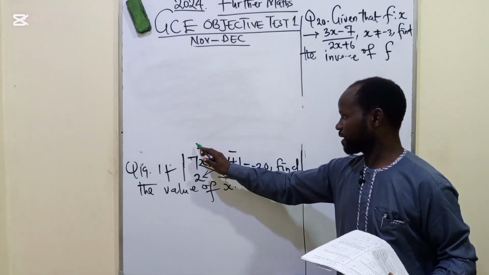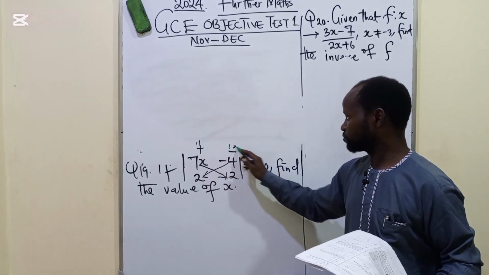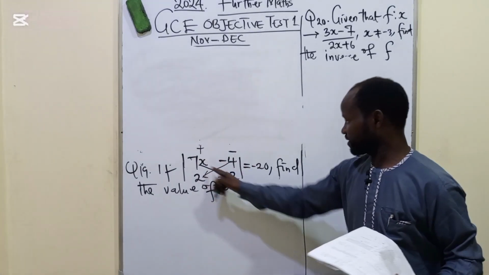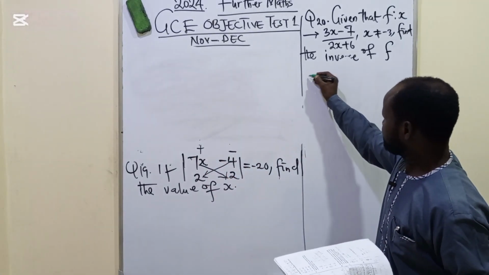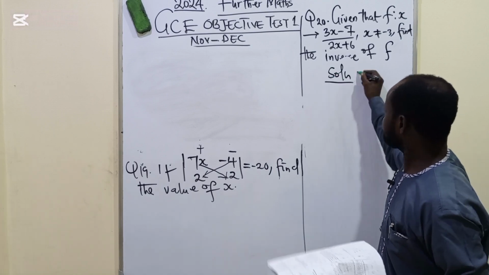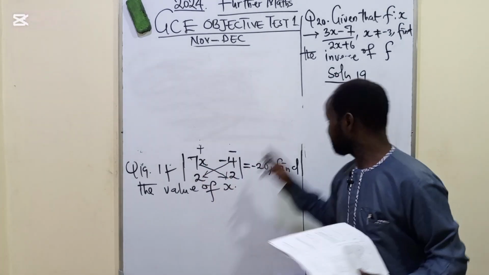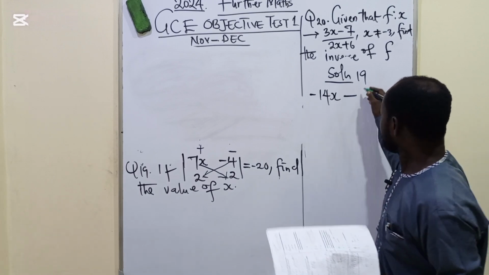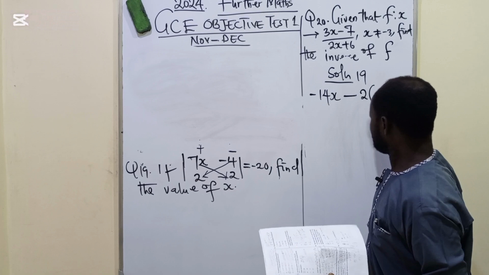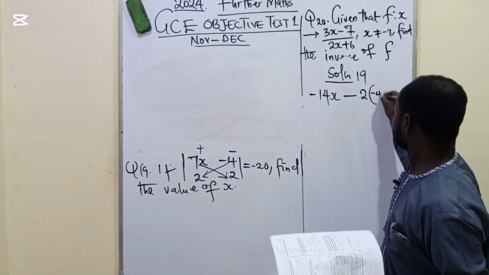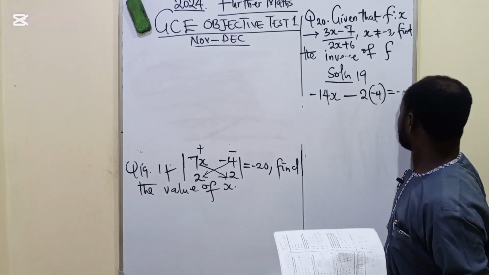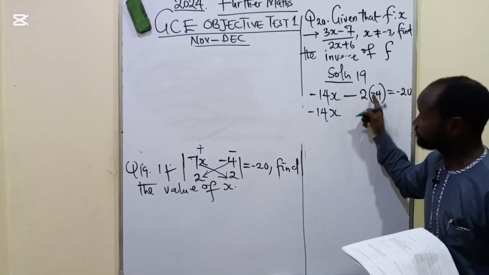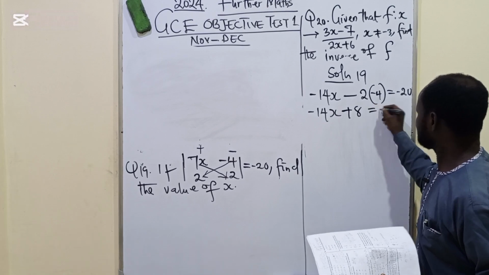Because we have 1, 1, then 1, 2. That is why we are using positive and negative. So it will be 7x minus 2x. That will be, I'm solving 19 now. Solution to 19: 7x minus, that will be minus 14x. Then minus 2 into minus 4 now. That will be equals to minus 20. So it will be minus 14x. Minus times minus, of course, is plus 8, will be equals to minus 20.